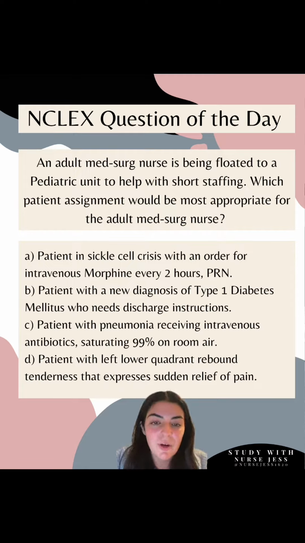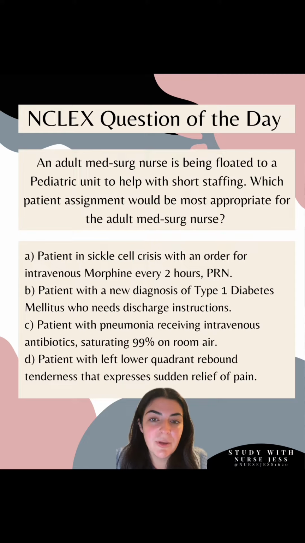Now, these management of care questions can get kind of tricky, but this is what I do to help me in these situations. If I have an adult med-surg nurse being floated to a different unit, I'm going to be looking for a patient that has a diagnosis that I would see in an adult med-surg unit. Okay, we're being floated to a pediatric unit, so if I see a specific peds diagnosis, then I'm not going to give that patient to my adult med-surg nurse. Also, if I have a pediatric diagnosis but they are unstable, then I'm going to hold off and see what my other options are. Now let's run through the answer choices.